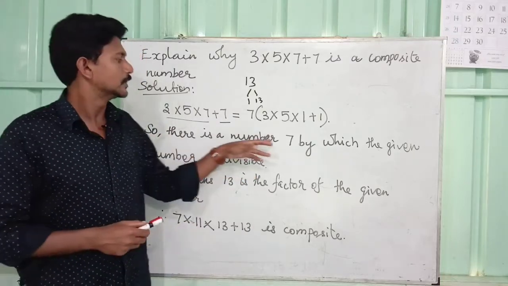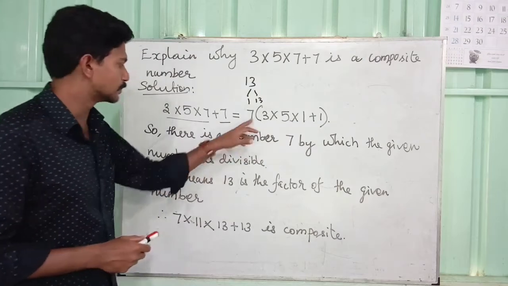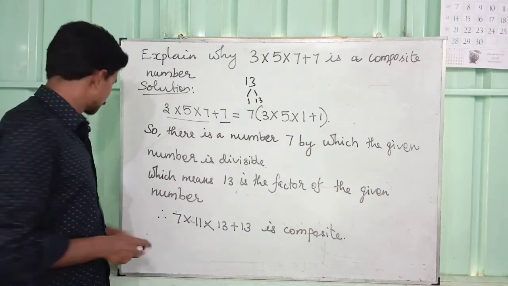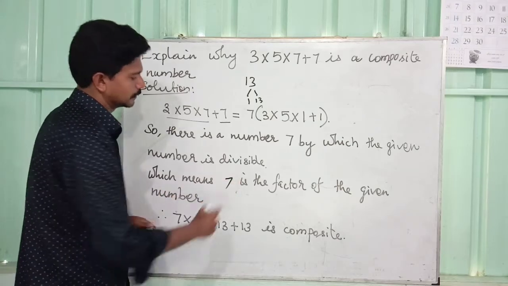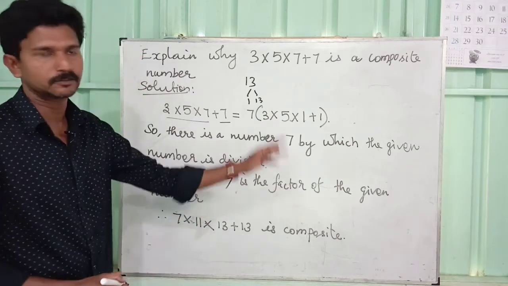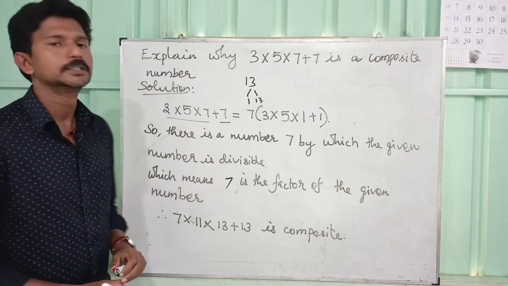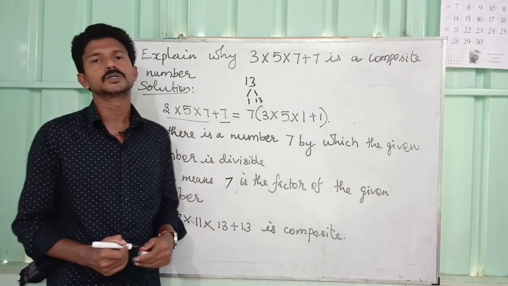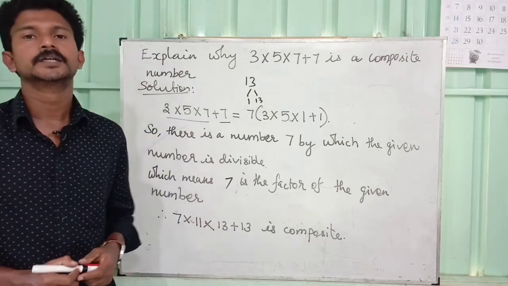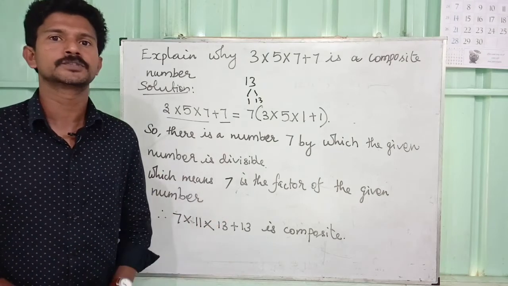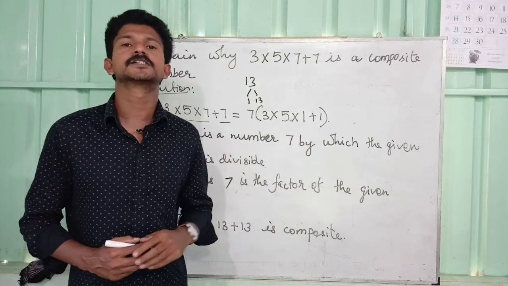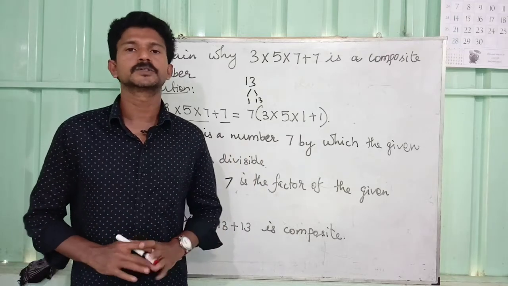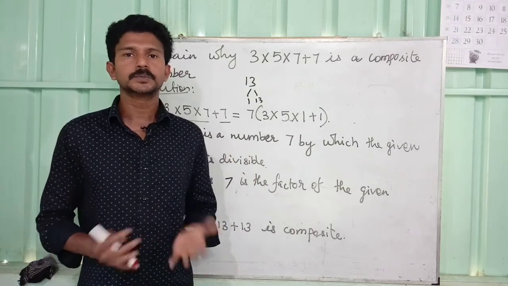So there is a number 7 by which this number is divisible. Which means 7 is a factor of the given number, so we can say the given number is a composite. Okay, it's a very easy question, don't be confused. It is a very easy question, and the first one discussed in the video also. Both questions are easy, so don't be confused.